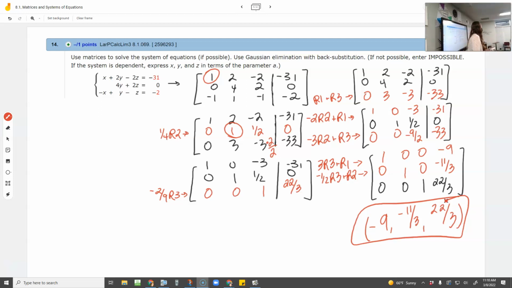You do your back substitution, right? You always do. That one the calculator can't do for us. Can make it simpler.